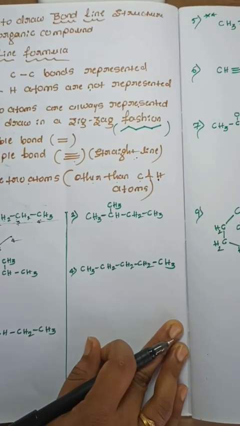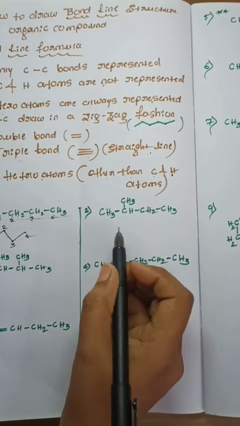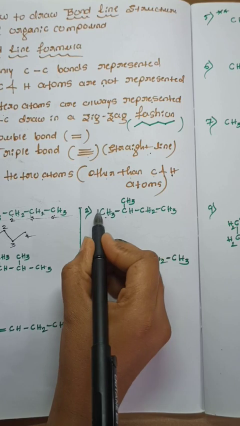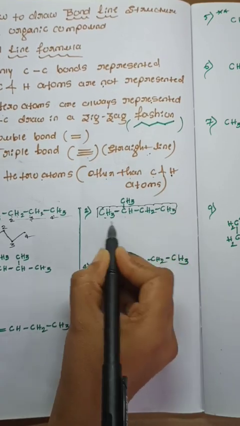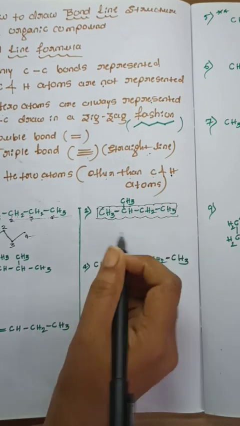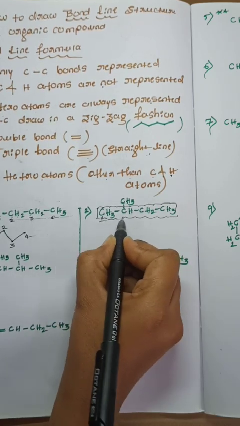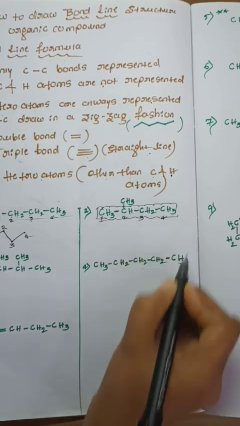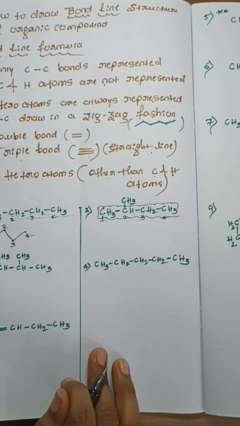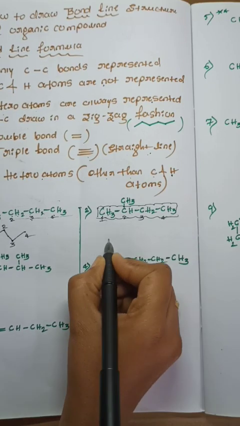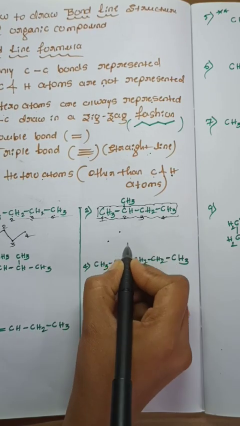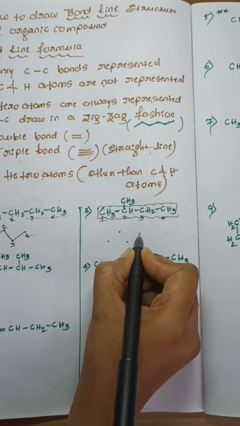And then the second example here. Now we have to select the longest chain. This is the longest chain. In this longest chain, how many carbons are there? 1, 2, 3, 4. 4 carbons are present. So for these 4 carbons we have to draw 4 points in a zigzag fashion. 1, 2, 3, 4.